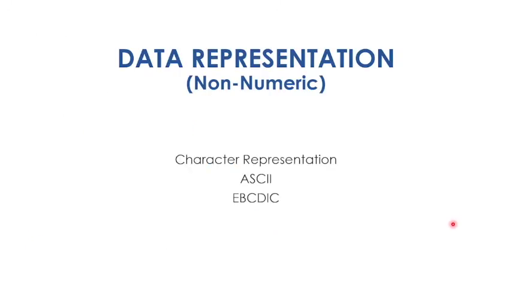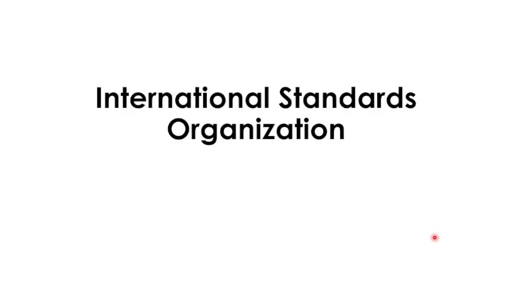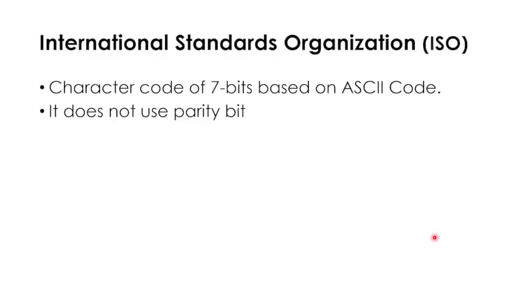Now let's move on to the data representation for non-numeric or the character representation. We will run through some other character representations, but we will focus on the ASCII code and the EBCDIC code. So first we have the International Standards Organization or the ISO. It is a character code of 7 bits based on the ASCII code. And since it is 7 bits, it does not use a parity bit or a check bit.